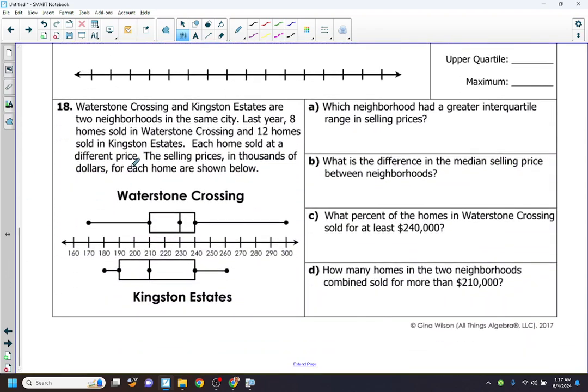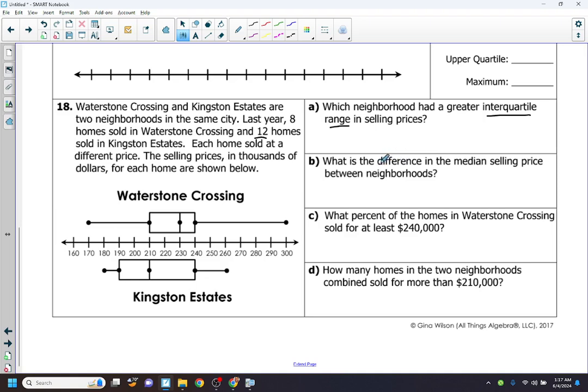This one, though, is a good question. It's like comparing them. These are two things, they're two neighborhoods. In the last 8 years, 8 homes were sold in Wander Crossing and 12 homes were sold in Kingston. Each home had different prices. This is the box and whisker plot. All right. Which one had the greater interquartile range?